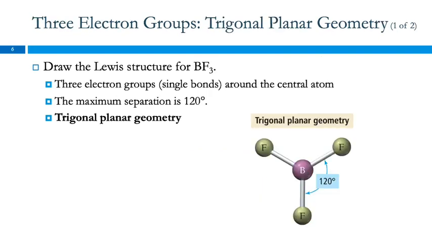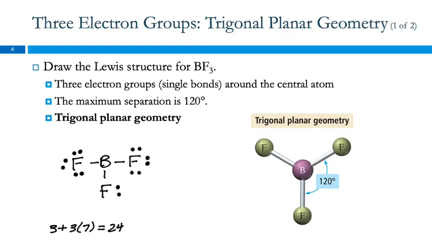Draw the Lewis structure for BF3. Well, boron and fluorine, and there's 3 of them, so stick them around. And boron has 3 valence electrons and 3 fluorines with 7 is 24 valence electrons. And for the bonds, I have 2, 4, 6, 8, 10, 12, 14, 16, 18, 20, 22, 24.